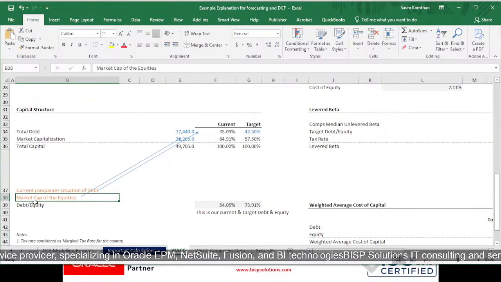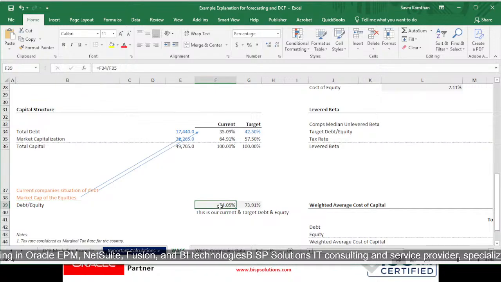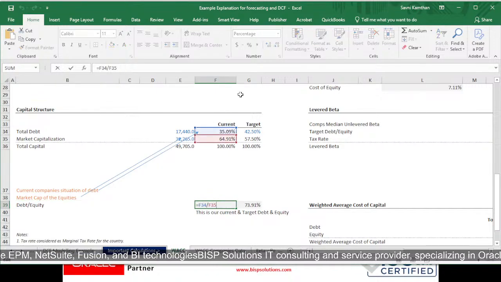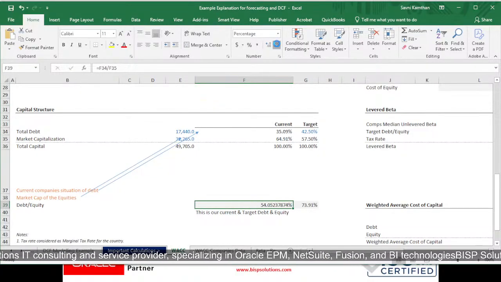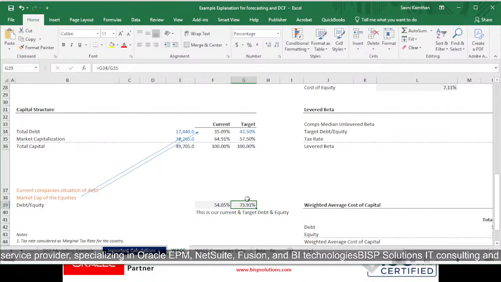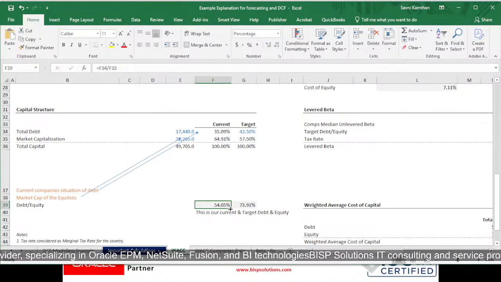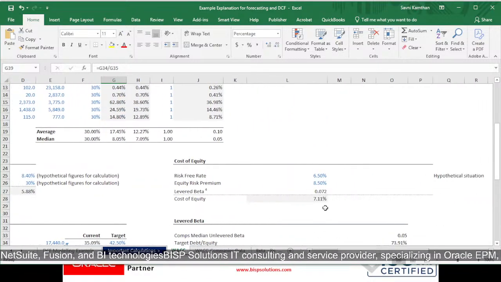Next is our debt upon equity, where I am taking current and target. For current, I am calculating total debt upon total equity. So it gives me 54.05, and if I want to reduce the decimal size, I can do it by this. Then comes our target, so I have already dragged it till the end, and it is giving me 73.91%.